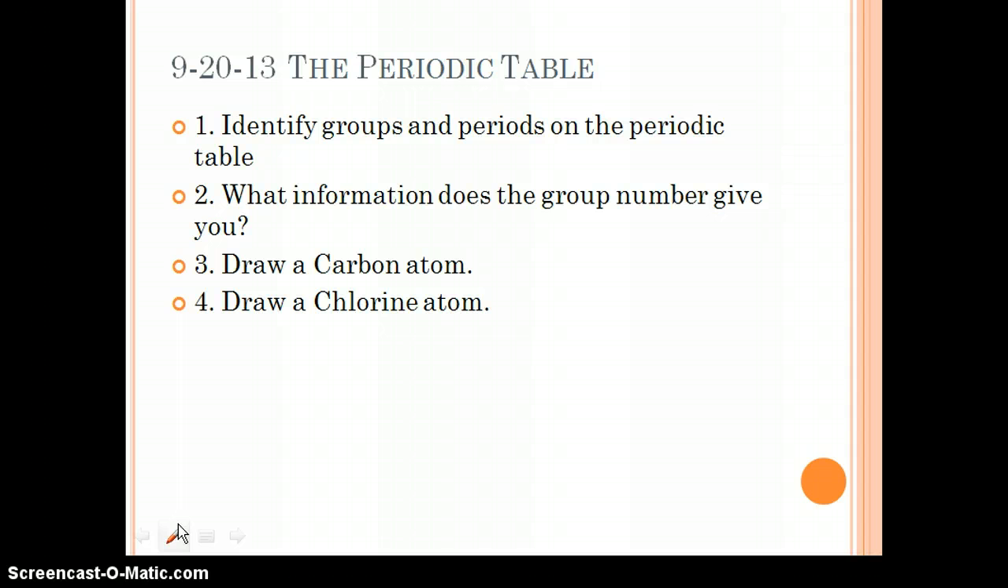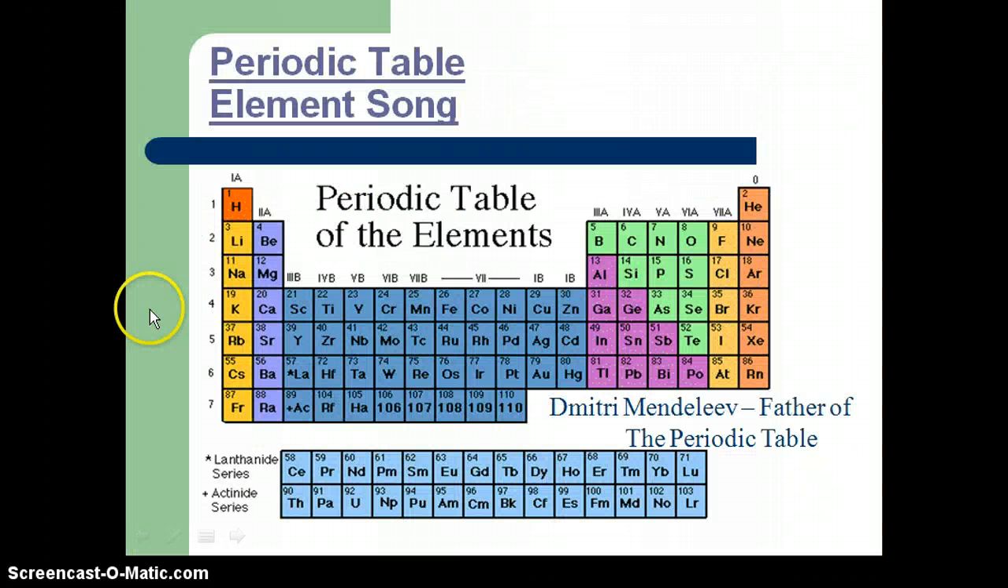Identify groups and periods on the periodic table. What information does the group number give you? Draw a carbon atom and draw a chlorine atom. Now carbon and chlorine I just chose as random elements to practice with. You need to be able to draw atoms in general, so you could pick other atoms if you choose.